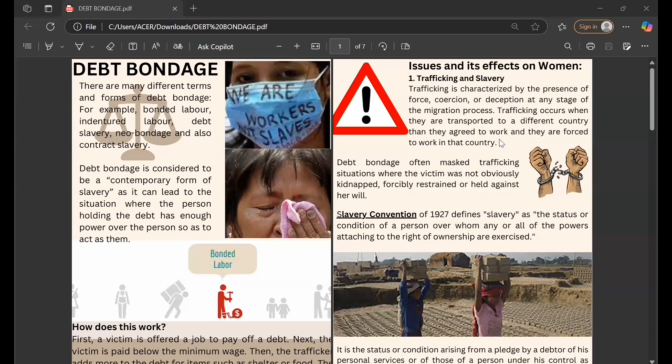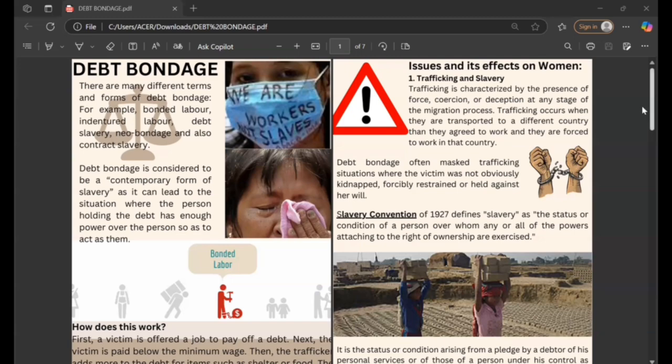So debt bondage, there are many different terms and forms of debt bondage, like for example, bonded labor, indentured labor, debt slavery, neo bondage, and also contract slavery. So debt bondage is considered to be a contemporary form of slavery because it can lead to the situation where the person holding the debt has enough power over the person so as to act as an owner to them.